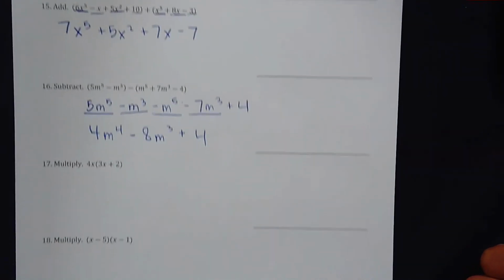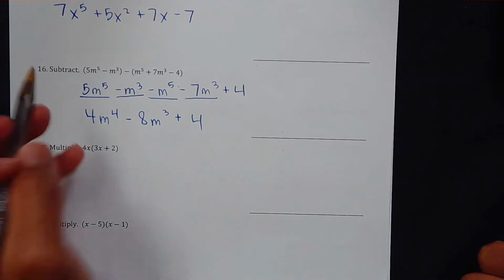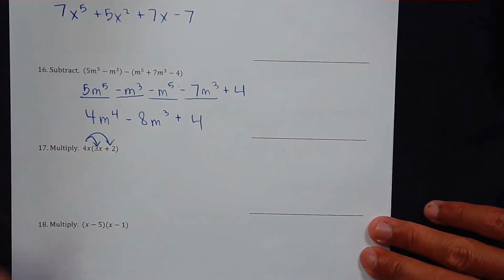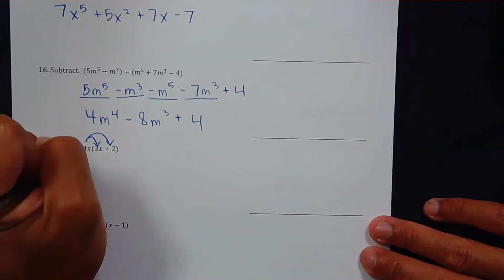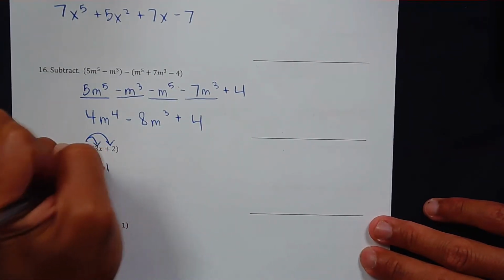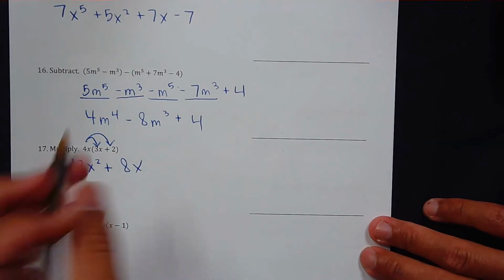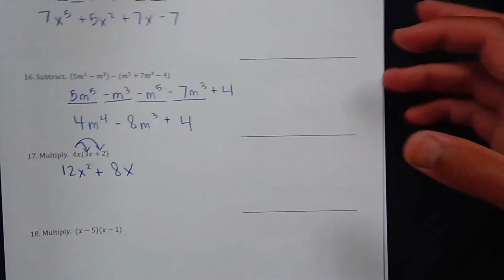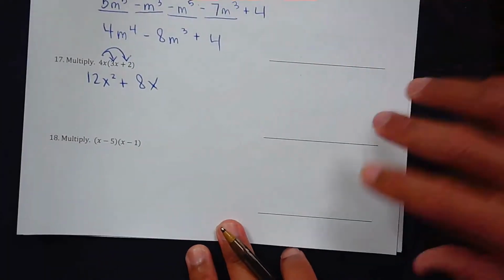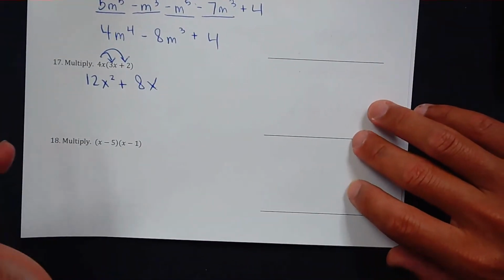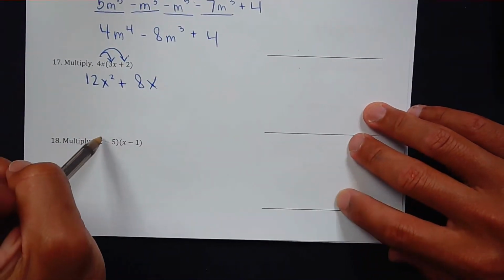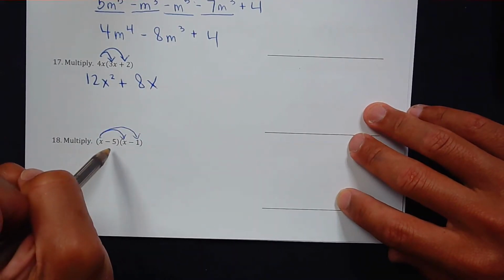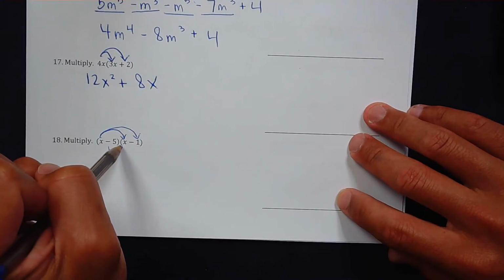All right, question number 17. We go ahead and distribute this, right? This is our double rainbow. Double rainbow. Okay, so 12x squared plus 8x. All right, yeah, that's our final answer. Question number 18. Remember, this is our double distributive property. So we have to distribute once, and then we go ahead and distribute twice.